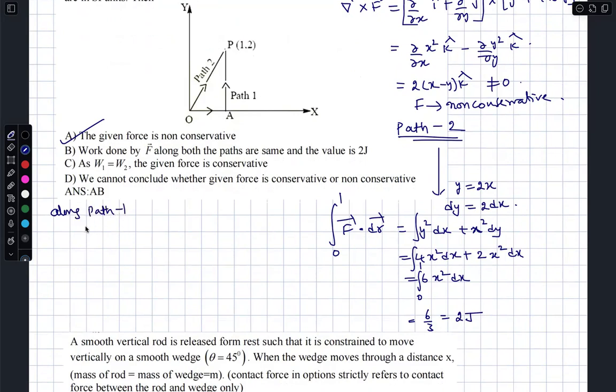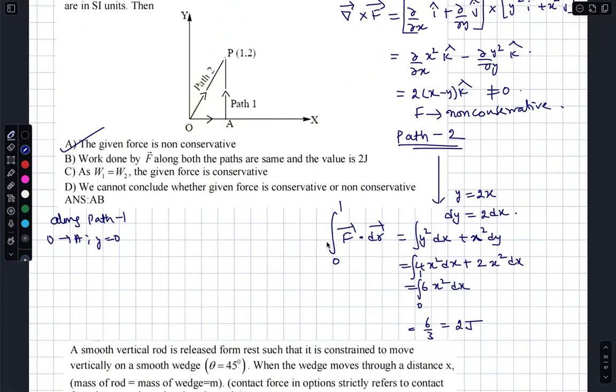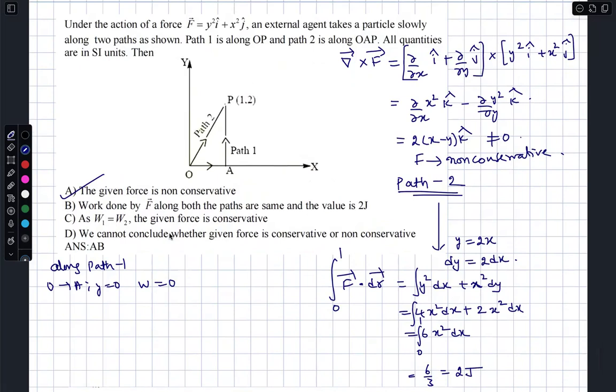Along path 1 is of two parts. O to A, y is equal to 0. So therefore, the integration part clearly, when y is equal to 0, work done is 0 in this part. Why? Any force if exists, it is perpendicular to the x-axis. It is directed along j cap. You are moving along the x-axis. Dot product is 0.